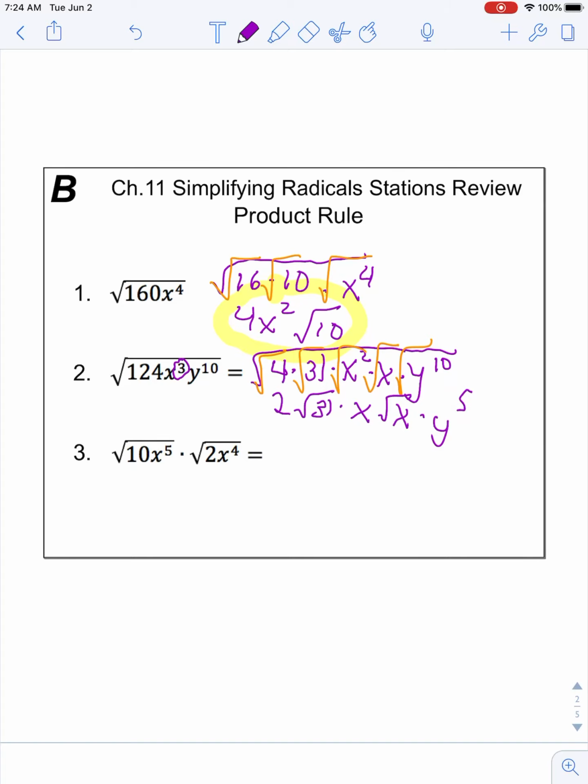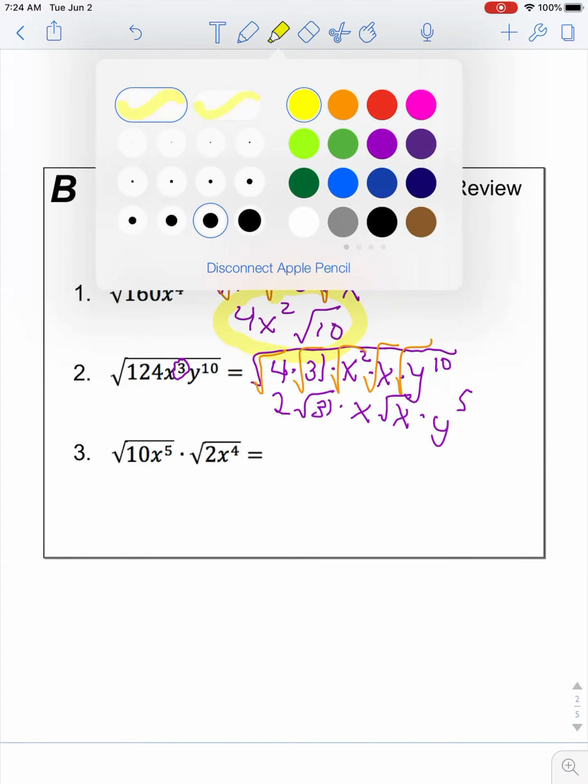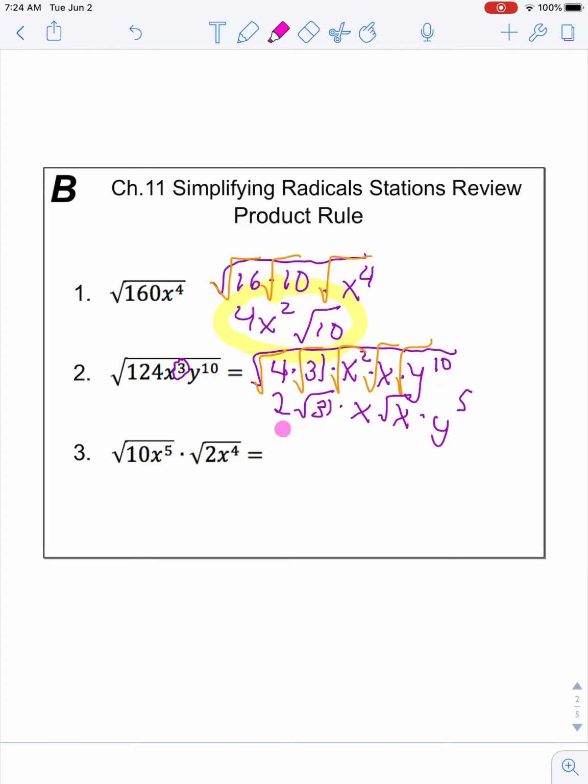But now we clean that up, and we take everything that's on the outside, like the 2 and the x and the y to the 5th, and we put them together. So the final answer here, cleaned up, would be 2x y to the 5th times the square root of 31x. So we put all the things that are outside the radical together and all the things that are inside the radical back together.